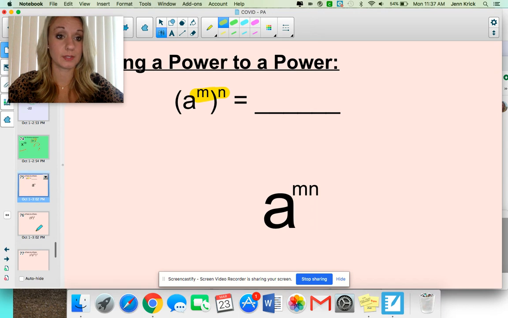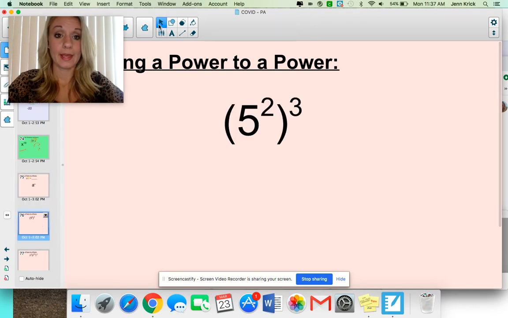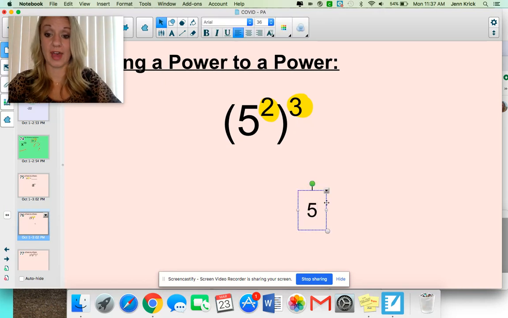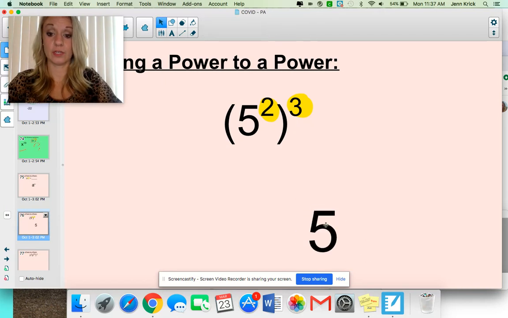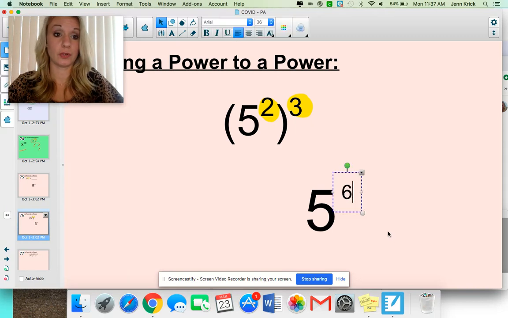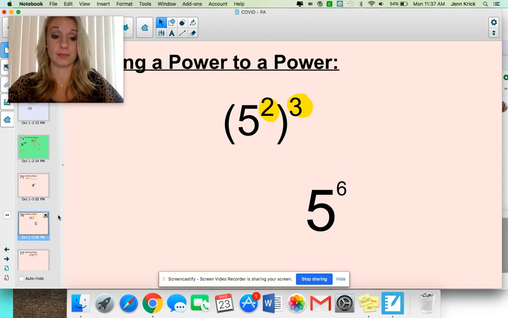Now let's start simple and work our way up. If I've got 5 squared to the 3rd power, again, I see that I've got these two exponents here. I know that I'm going to need to multiply them. So keep your base of 5, and then ask yourself, what is 2 times 3? And you would tell me that it's 6. So your simplified version is just 5 to the 6th power.